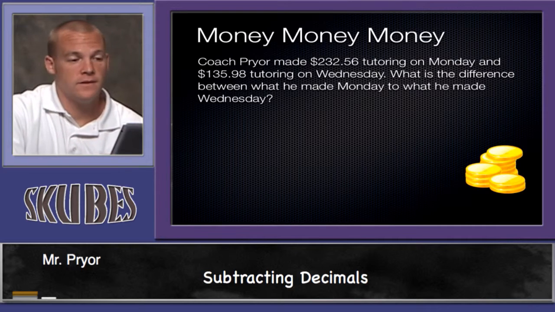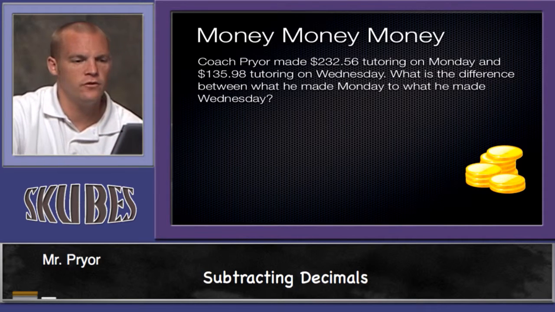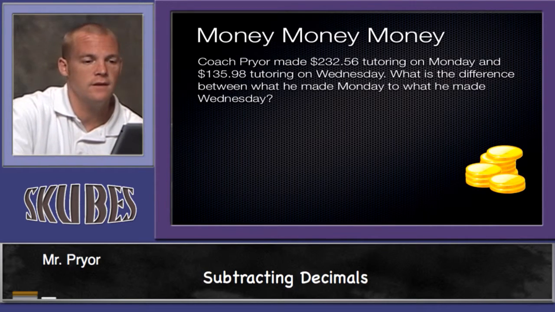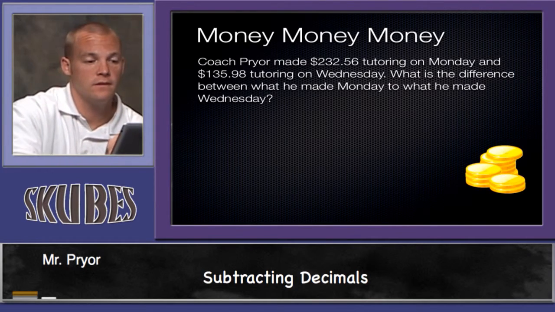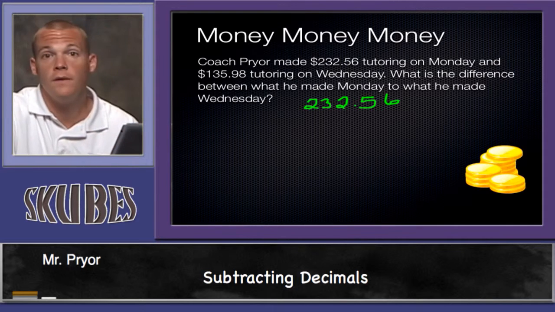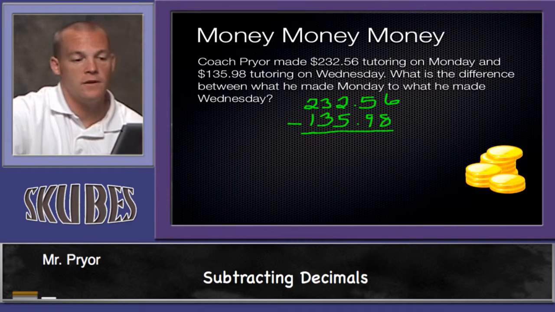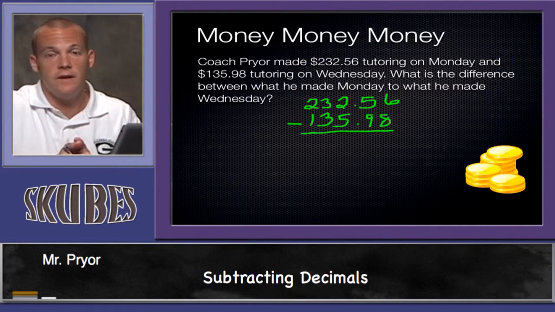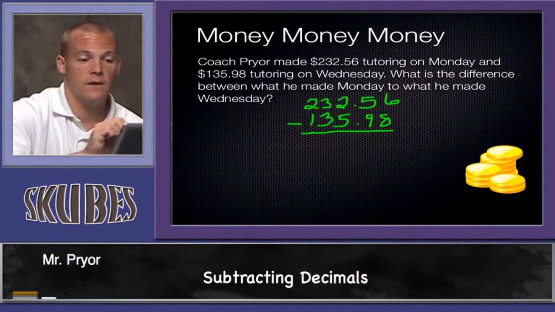Now we'll take a look at some word problems and how you'll be using subtraction of decimals in that context. You can see in this problem that I've been doing some tutoring on Monday and made 232.56, and then I've been tutoring on Wednesday and made 135.98, and they want us to find the difference. So to do that, you're going to write the larger of the two values on top, so 232.56 on top, and 135.98 on bottom. And again, you do that now because we're not dealing in negatives quite yet. All right, so make sure you have all your place values lined up, your decimals lined up, so that everything is being subtracted by what it's supposed to be subtracted from. And then go ahead and get started.